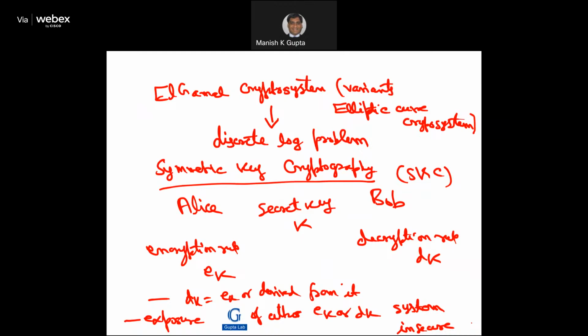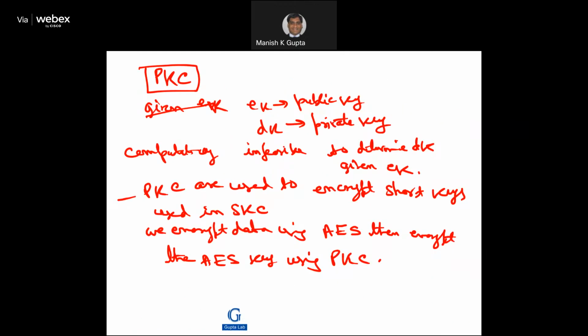Now, symmetric key cryptography. There is a symmetric key, a common key between Alice and Bob, right? And so there is an encryption rule EK, and there is a decryption rule DK, right? So DK is equal to EK, or derived from it. So basically, let me show you. In public key, what happens? So EK is a public key and DK is a private key. There are two keys. EK is a public key and DK is a private key.